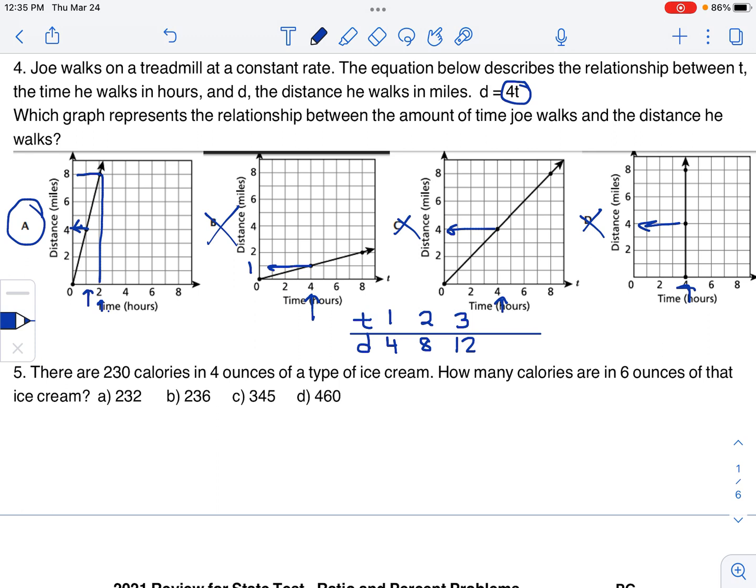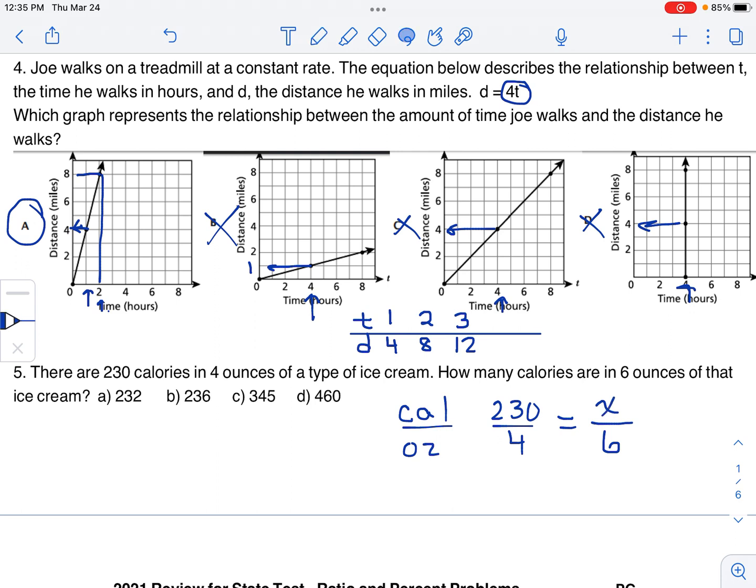Number 5, there are 230 calories in 4 ounces of a type of ice cream. How many calories are in 6 ounces of that same ice cream? So let's set up a proportion here. We'll put the calories in the numerator, the number of ounces in the denominator. So 230 over 4. And we want to know how many calories are going to be in 6 ounces. The 6 is going to go in the denominator here.